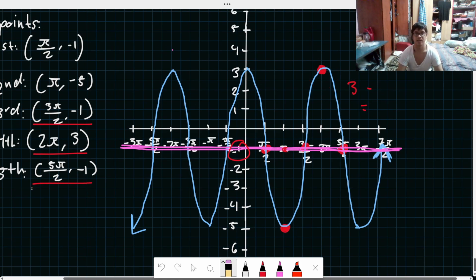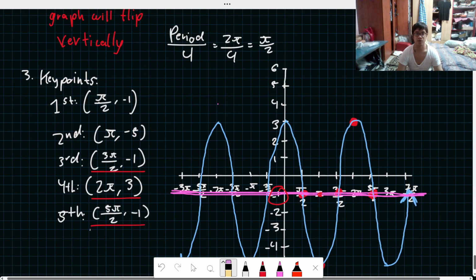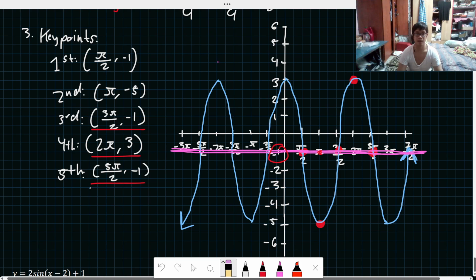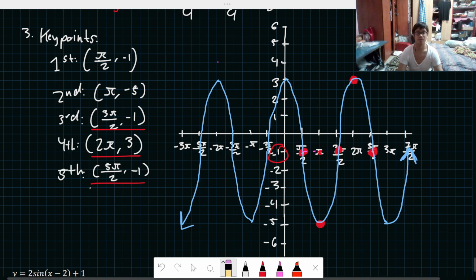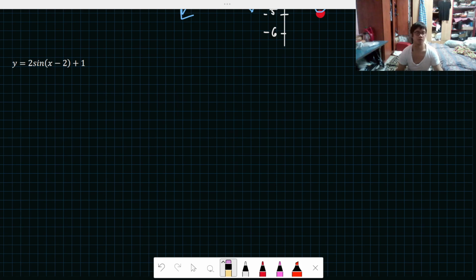Okay, that's how you would describe your graph here. Let me just erase the pink line. There we go. All right, that's it. Now let's try the last one.